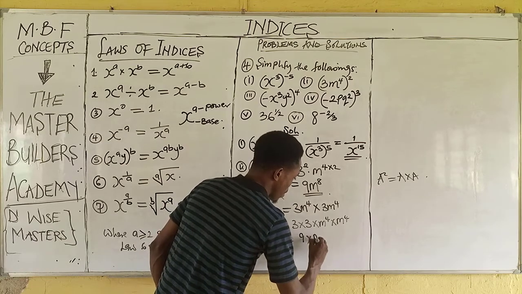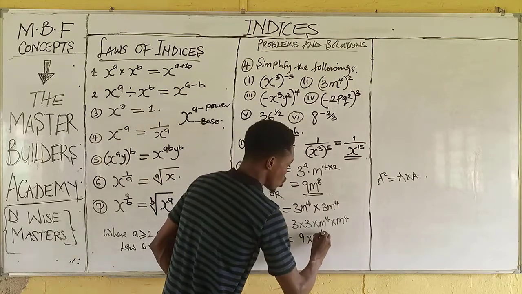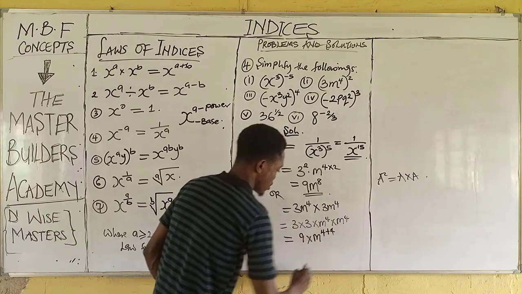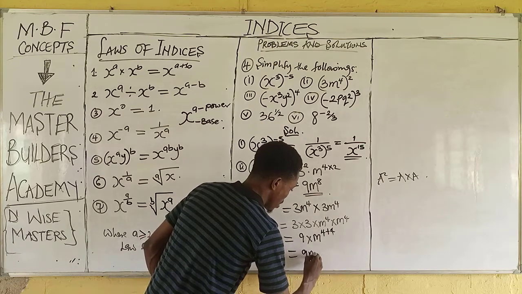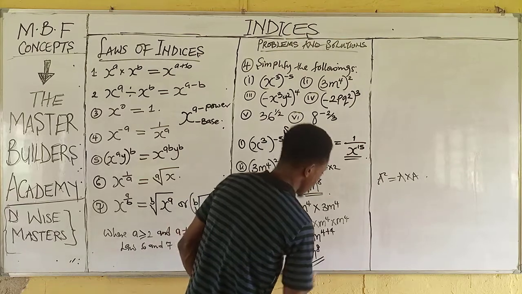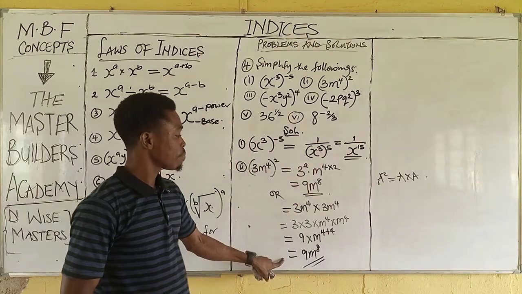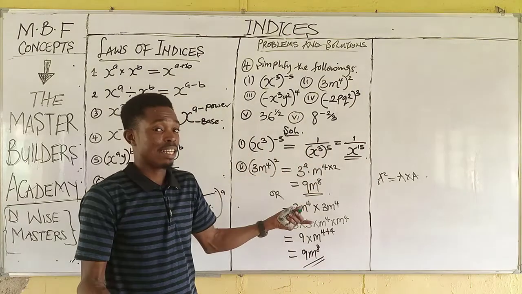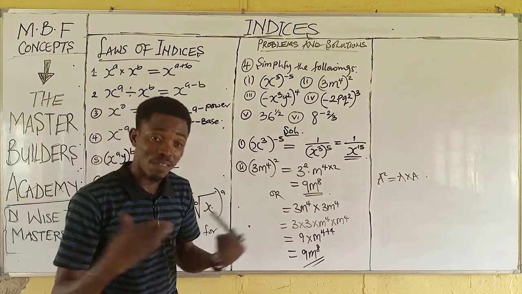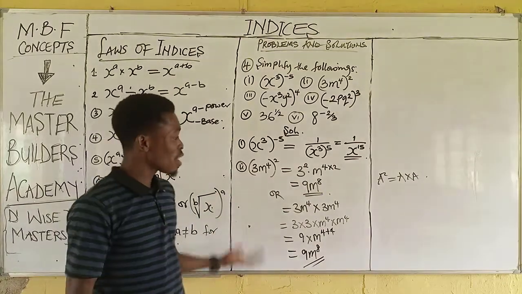And m raised to the power of 4, pick one, then sum of the powers. Then this will have given us m raised to the power what? 8. 4 plus 4 is 8. So this step process is longer than this, but whichever way you solve it, you will always have your answer.